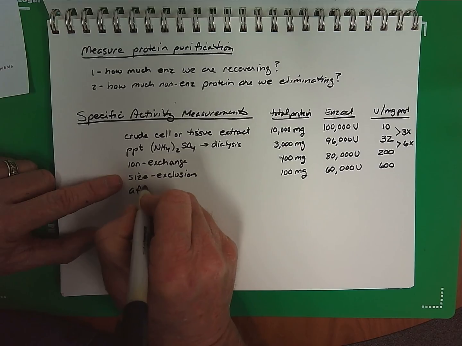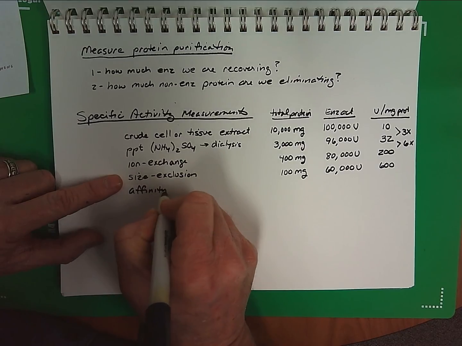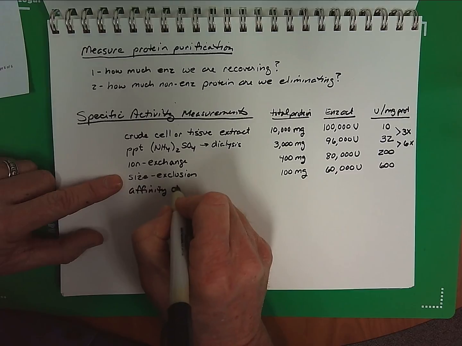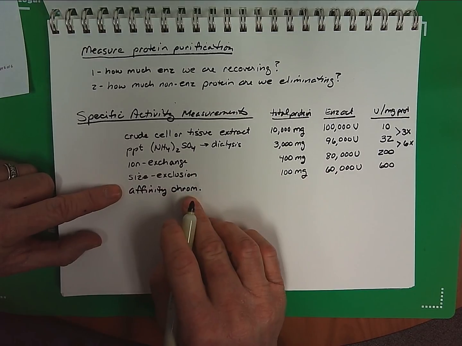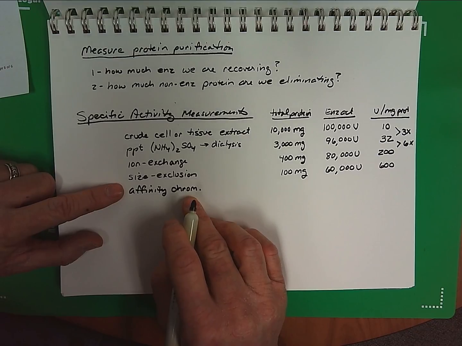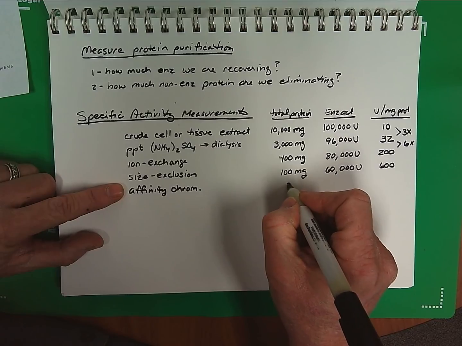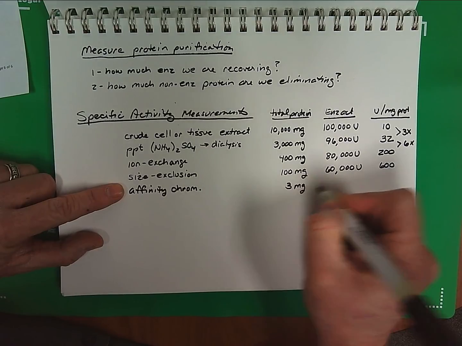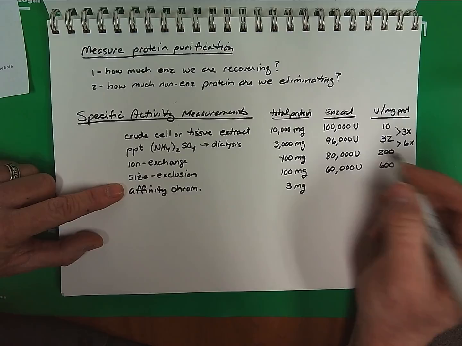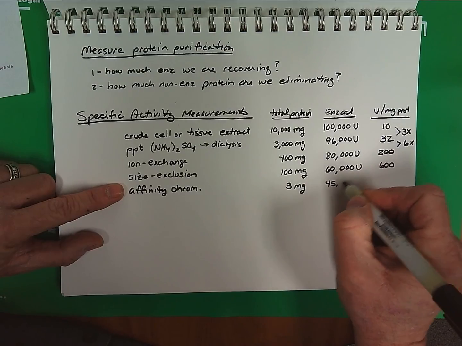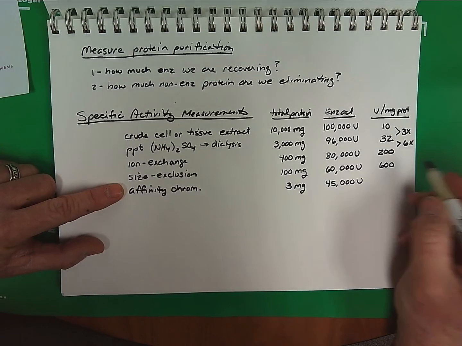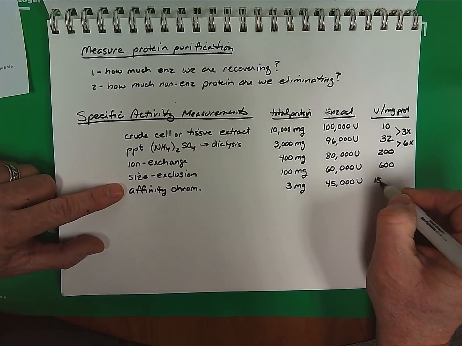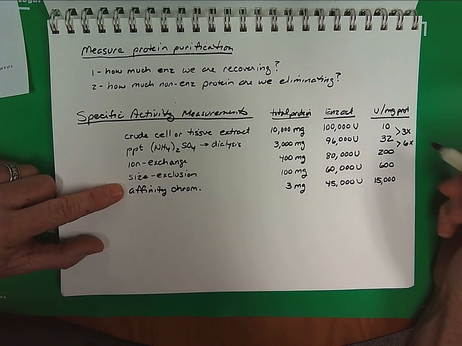Now finally, let's assume that we understand the substrate for this enzyme, and we set up affinity chromatography so that the enzyme binds specifically to the substrate. After we elute the column, 3 milligrams of protein are left. Enzyme activity, we measure a total of 45,000 units. Calculation of specific activity gives us now 15,000 units per milligram.